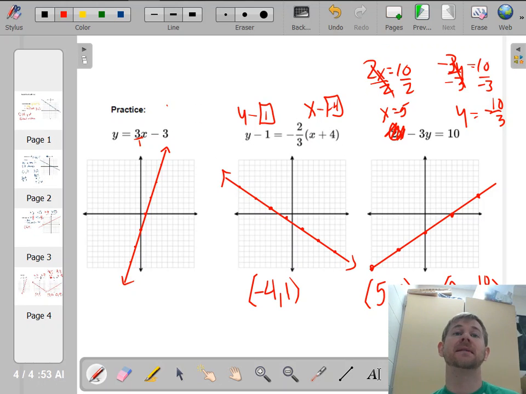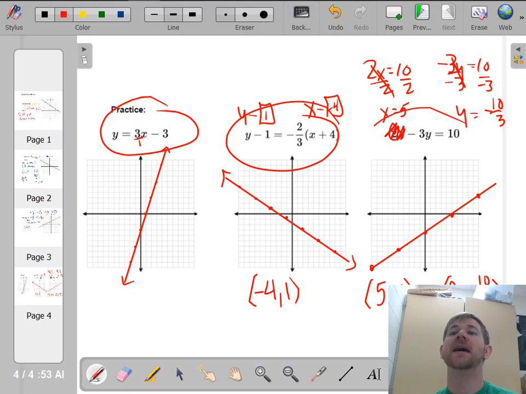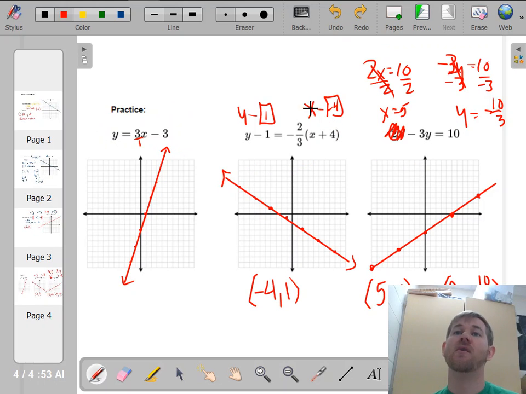So that's slope intercept, point slope, and standard form. You need to be real good at all 3 of those, and then you're going to be good for systems.